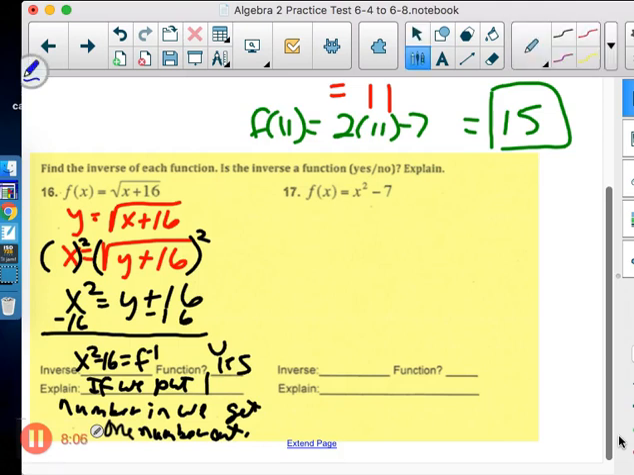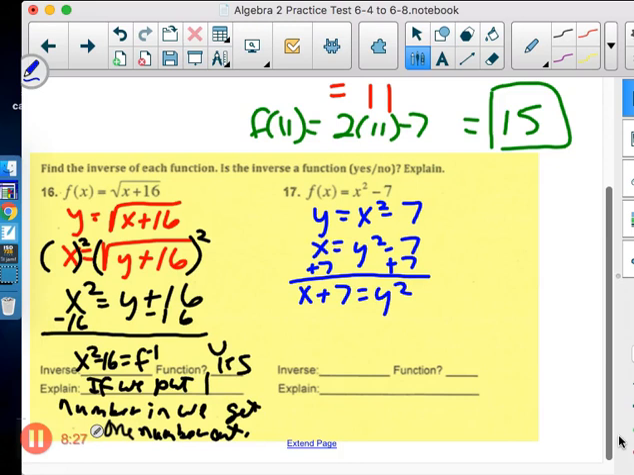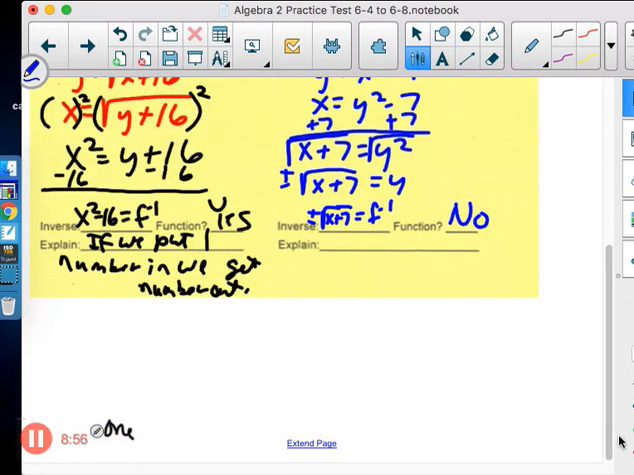So how would you start 17? Make a y. Okay, I made a y. Then switch the x and the y. Add 7. Square root. Uh-oh, what does square root do? Plus or minus. And again, you could leave it y if you want to. I'm going to put plus or minus the square root of x plus 7, if I can fit that in there, equals f inverse, but I'll take y. Function? No. Every input has how many outputs in this one? 2 of them.